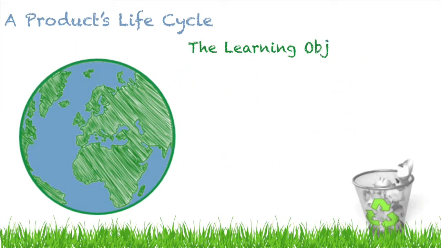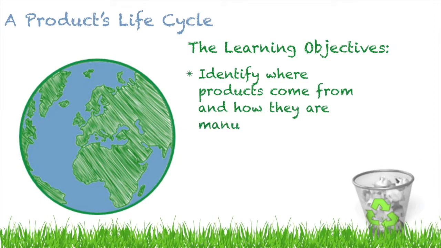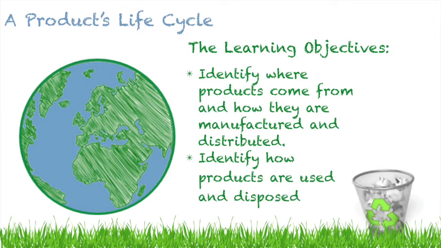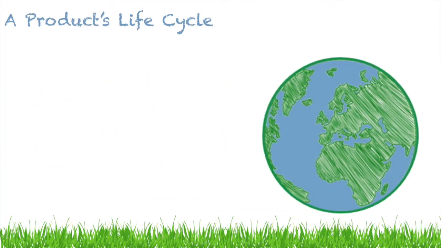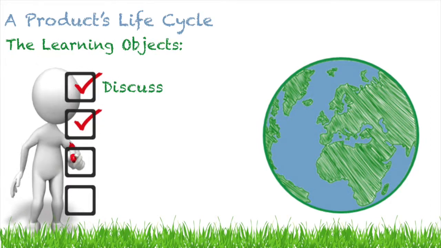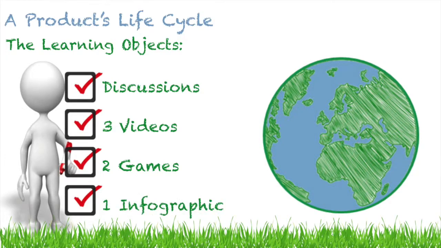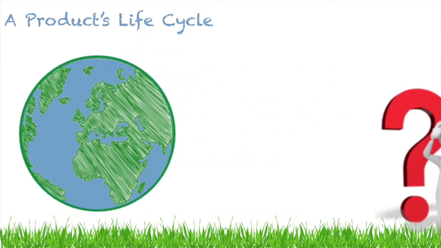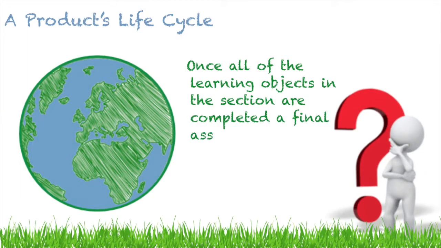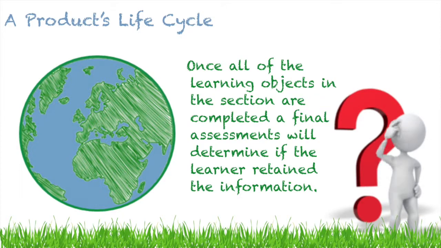The learning objectives are to identify where products come from and how they're manufactured and distributed, and to identify how products are used and disposed of. There are multiple learning objects, including discussions, 3 videos, 2 games, and 1 infographic. Once all of the learning objects in each section are completed, a final assessment will determine if the learner has retained the information.